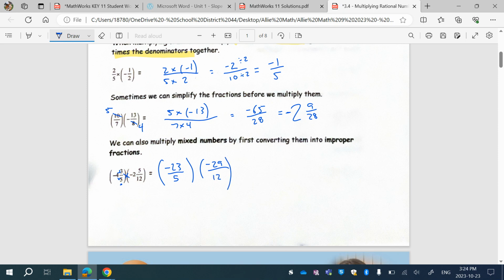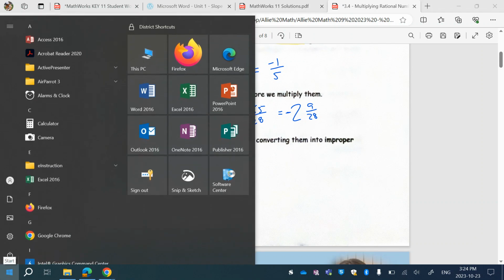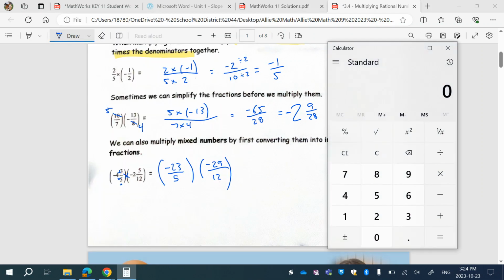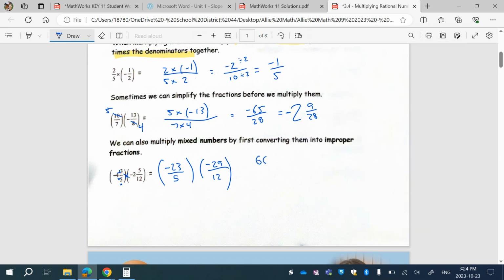Now we just need to multiply the tops and multiply the bottoms. So I'm going to do that in my calculator. They're both negatives, so I'm just going to do them as positives. 23 times 29 equals 667. And 5 times 12 is 60.